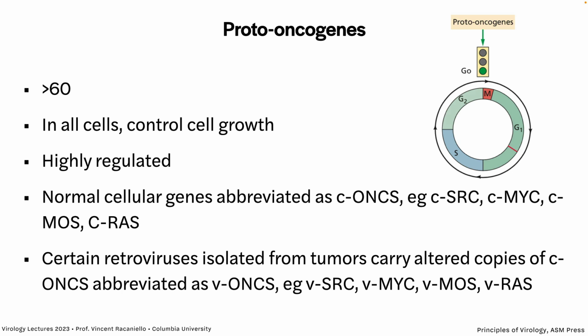And so the nomenclature for these cellular genes is that they have a C in front of them, like C-SRC, C-MYC, C-MOS, C-RAS, etc. And then certain retroviruses from tumors have these genes integrated into them, and we call them V-SRC, V-MYC, etc. That's the nomenclature. But as I said, I think oncogene is a bad name because they're not there to cause cancers in you, right? They have other functions.